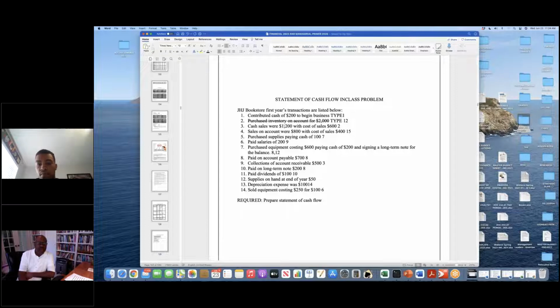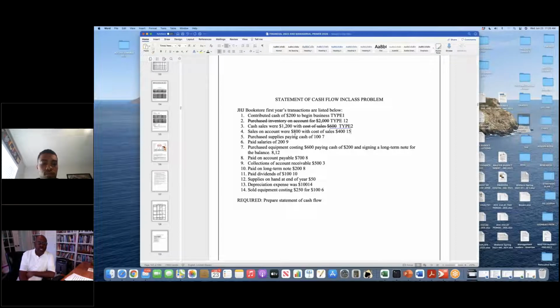We had cash sales of 1,200 with cost of sales of 600. So this is a type 2 for that first part. So we're going to keep this. But when we sell an asset and transfer costs, I think that's going to be something like a type 13 or something. So we're not going to use this part of the transaction on the statement of cash flow. We're going to scratch it. I forgot what type that is.